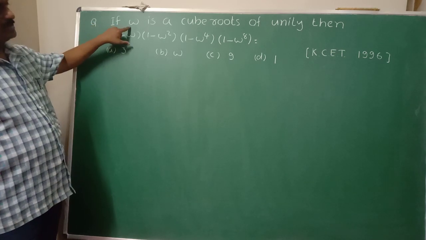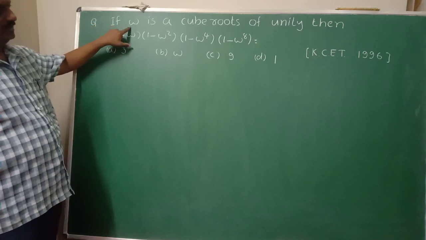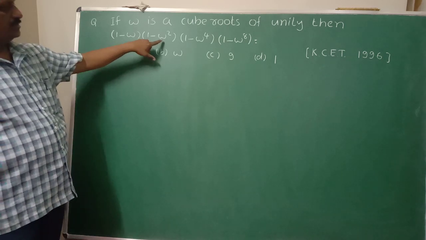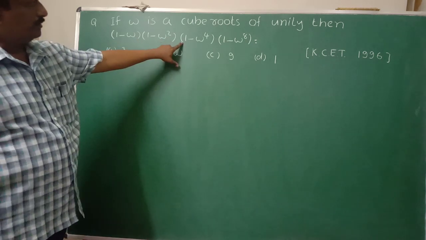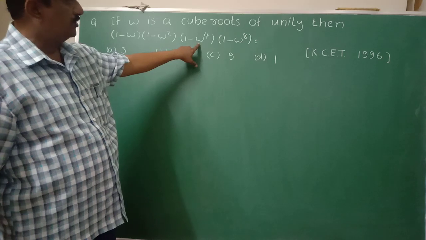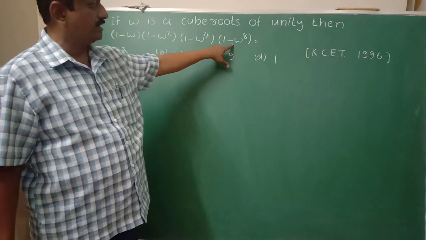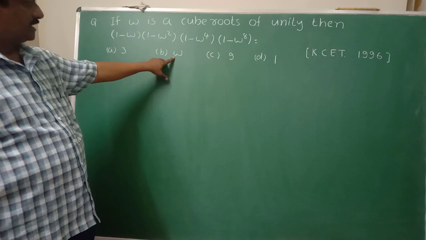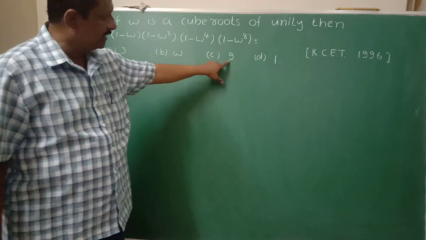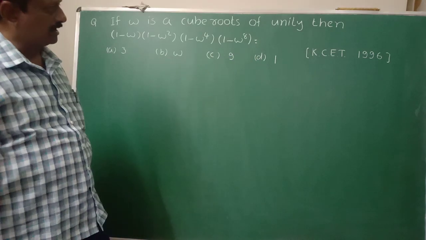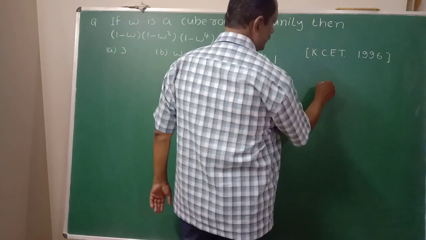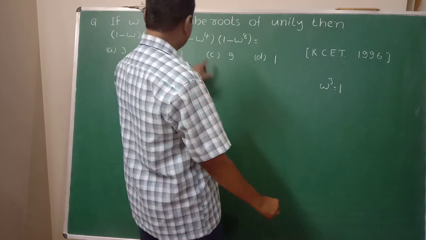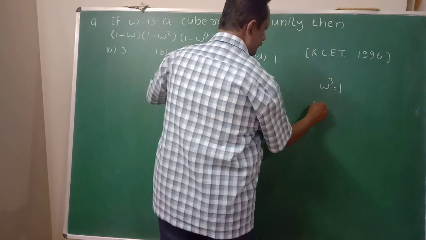If omega is a cube root of unity, then (1 minus omega) into (1 minus omega square) into (1 minus omega raised to 4) into (1 minus omega raised to 8) is equal to what? First option is 3, second omega, third option 9 and fourth option is 1. You know omega cube is always 1 here. So omega raised to 4 is there.